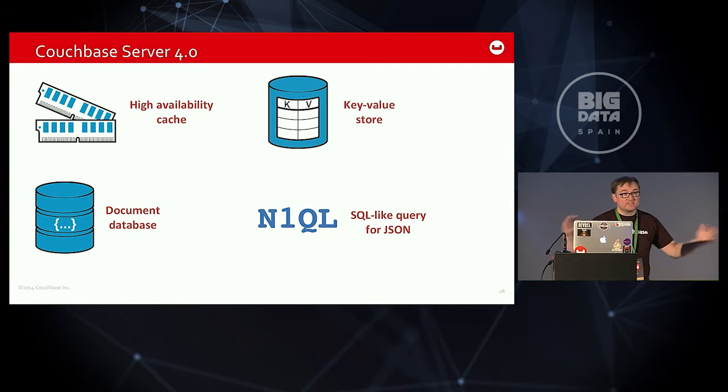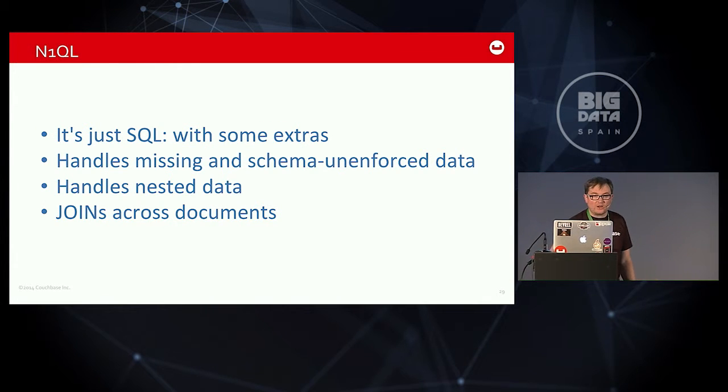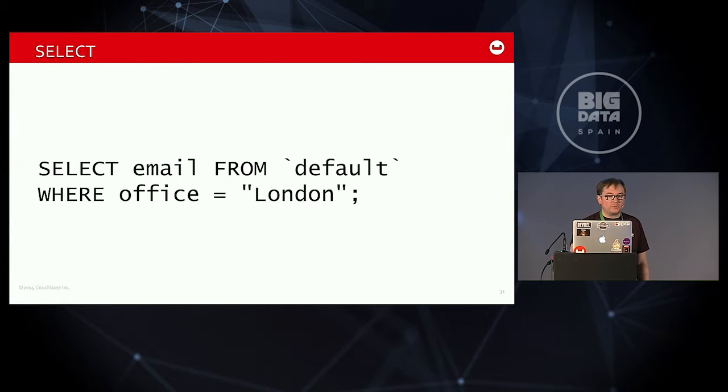So it's in very big scale operations. So Nickel's the new thing though, and it's basically SQL with some extras. So let's very quickly have a look at how it works. This is a profile. This is me in JSON format. We want to find all the people from our London office at Couchbase.